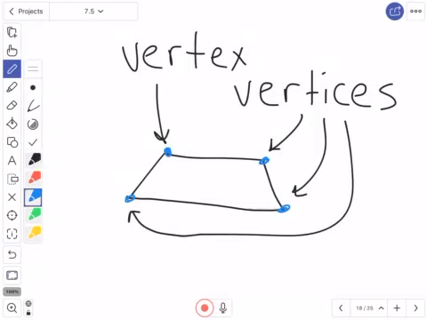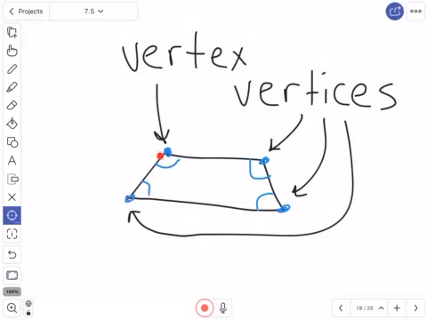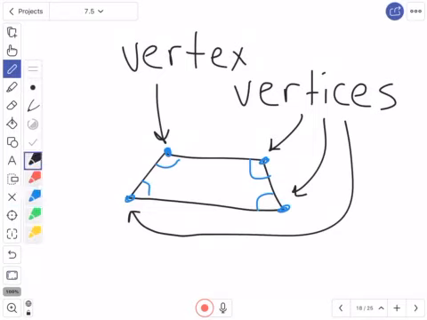Along with that, we have the angles. The angles are kind of the opposites of the vertices. Remember, the vertex or the vertices are those corners, those outside points. The angles are the inside. Basically, an angle is how far it is from one line to another when you open those up. And those are all of our angles on the inside there.